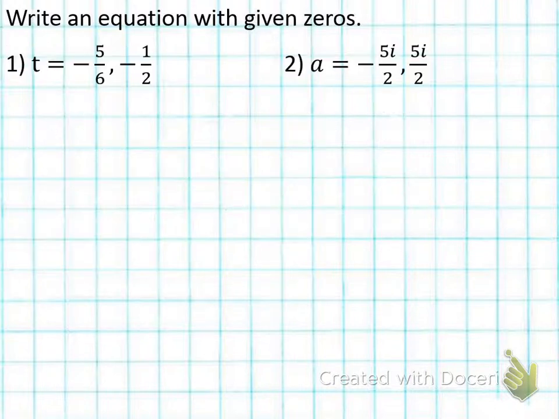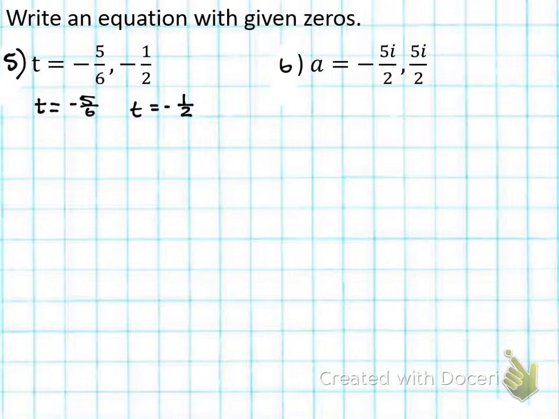Okay, next one. This is supposed to say number 4. I'm not sure why it says number 1. Actually, it's supposed to say number 5. So I'm going to start us off on number 5. We just did number 4, right? Okay, so number 5. t is equal to negative 5/6 and negative 1/2. So let me start us off. You do the same thing you did before. So you're going to take t is equal to negative 5/6 and t is equal to negative 1/2.